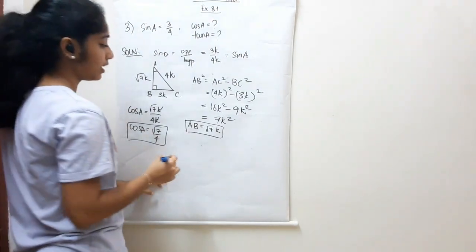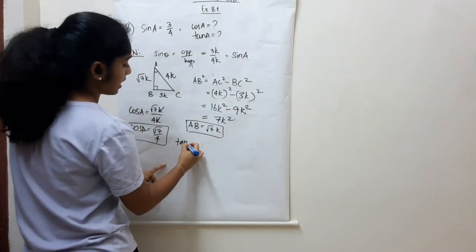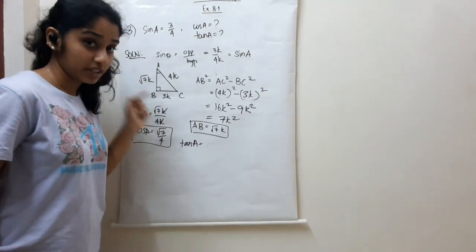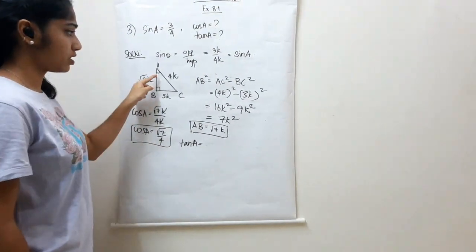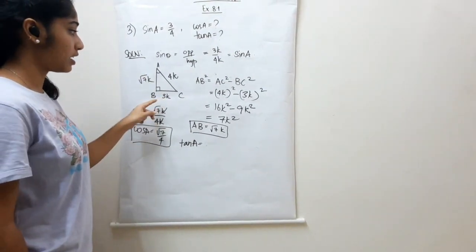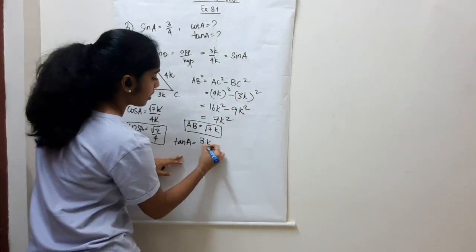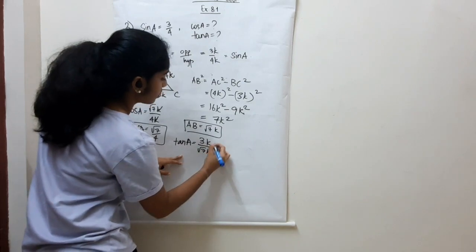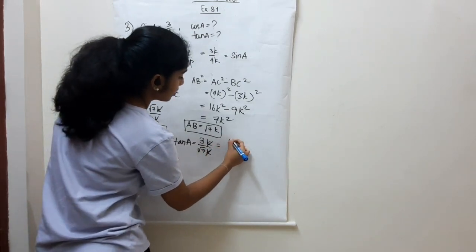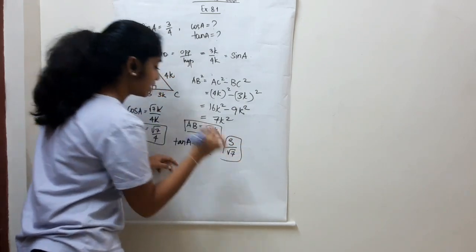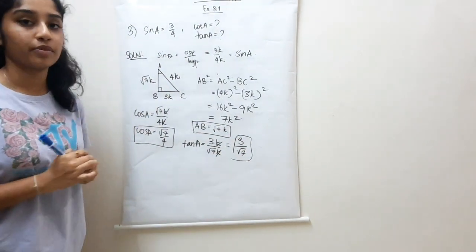Now for tan A, it is opposite by adjacent. So what is opposite to A? It's 3k. Adjacent is root 7k. So 3k by root 7k. So k and k get cancelled. We get 3 by root 7. So that's your tan A. So that's your problem 3.